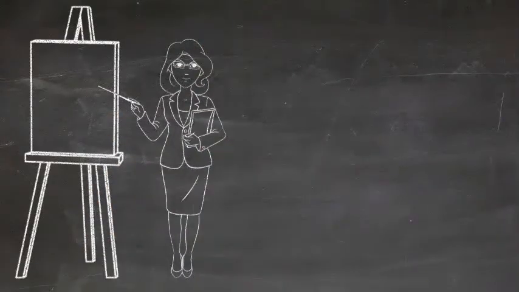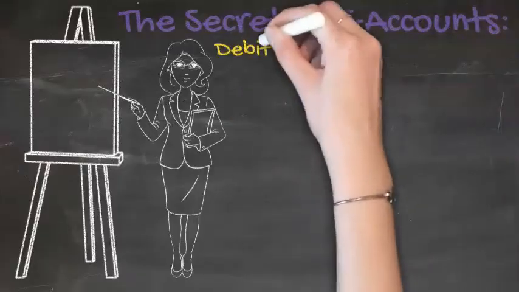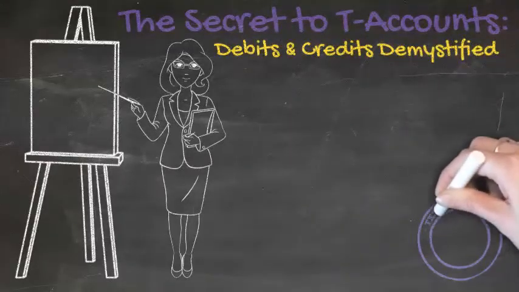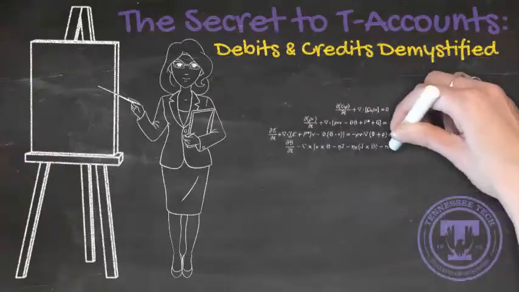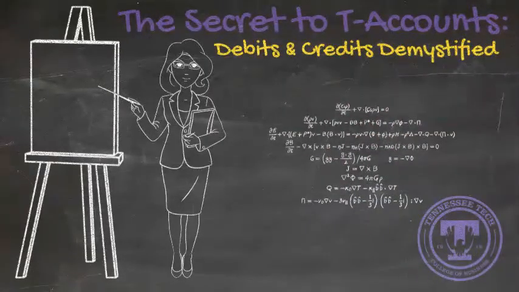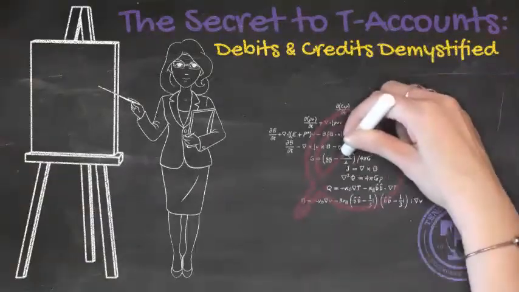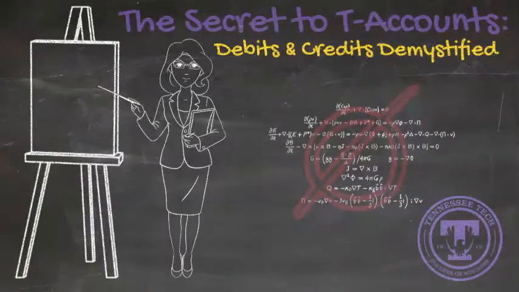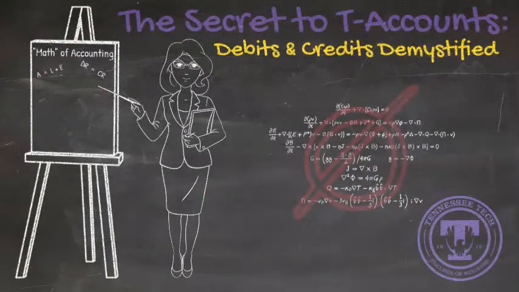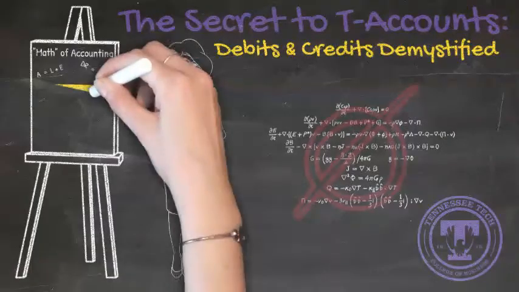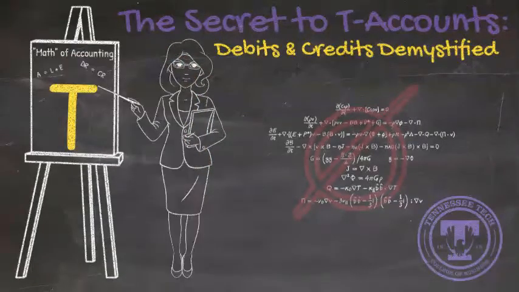I'm Sid Bundy. Today, I'll tell you the secret to T accounts and demystify debits and credits once and for all. Most introductory accounting students enter my classroom expecting to see a lot of math. But accounting really isn't a math class. Accounting is more like a history or database management class. Most of the math we use is represented by two very simple formulas and one great big T. Bookkeepers and accountants keep the records of individual accounts by entering numbers on the left and right-hand side of this T. Let's take a closer look.